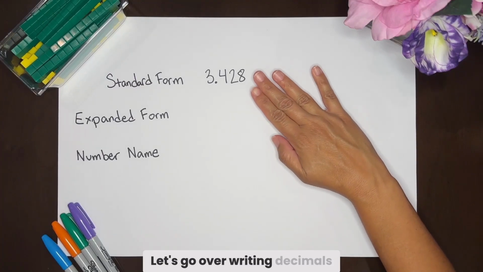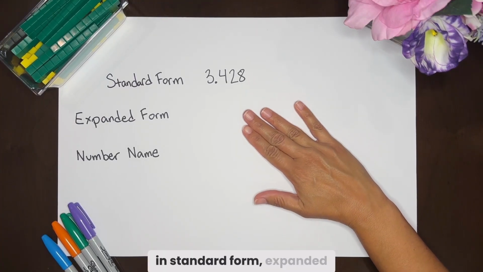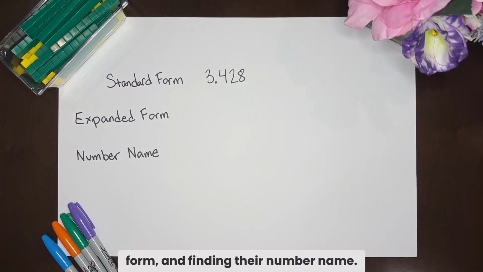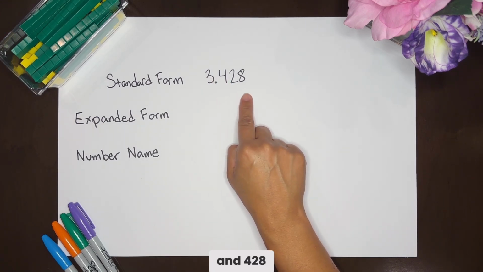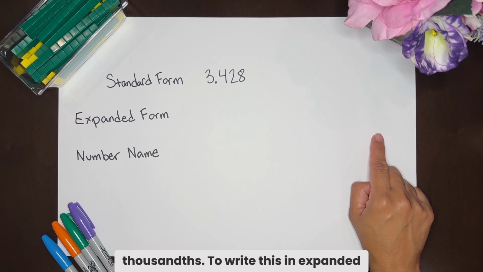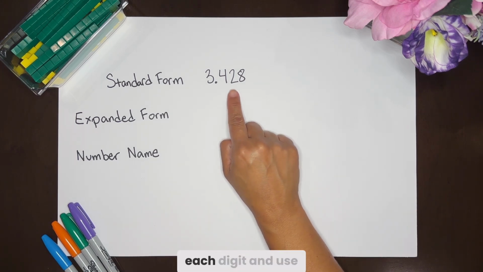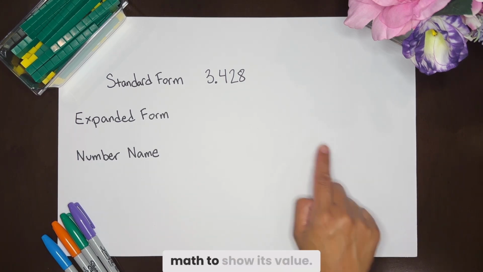Let's go over writing decimals in standard form, expanded form, and finding their number name. So to start with, we have the number 3 and 428 thousandths. To write this in expanded form, we're going to separate out each digit and use math to show its value.